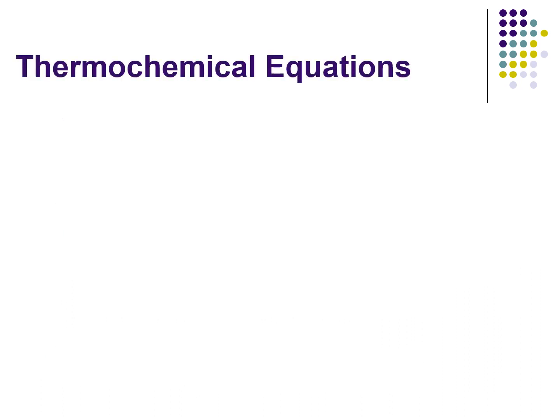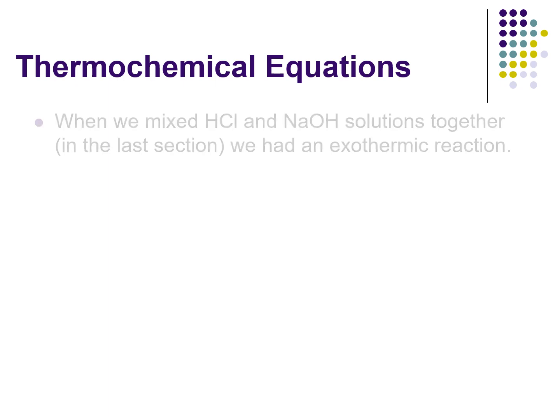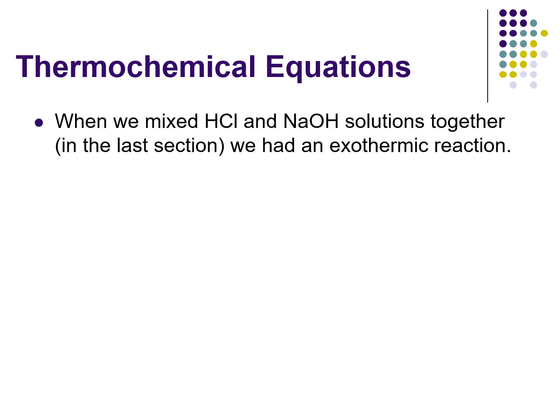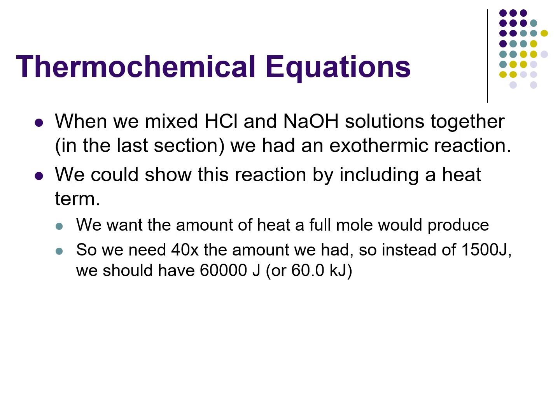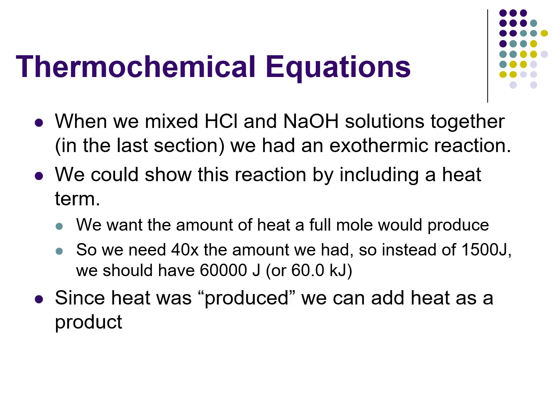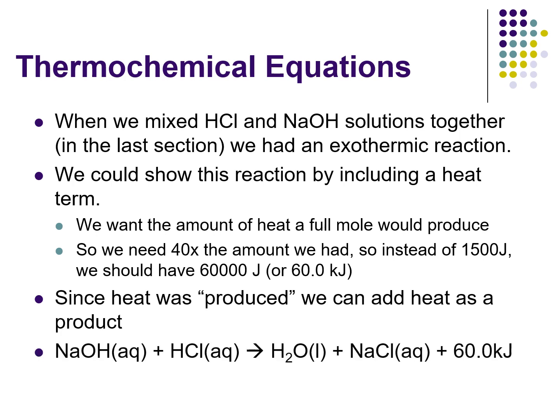Now, another way to calculate heat besides calorimetry, which is kind of the experimental way, is to use something called a thermochemical equation. In the last example, we mixed hydrochloric acid and sodium hydroxide together. It was exothermic. We could show this reaction by including a heat term. Now, we want this in terms of one mole, and don't worry about the states here. Since heat was produced, we can add heat as a product. So here we have a normal looking balanced equation, but we see this heat term there.